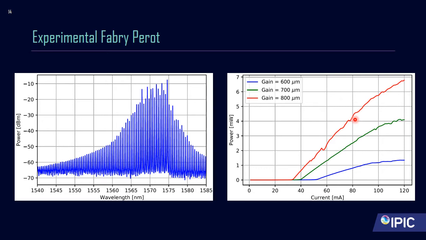The length of the Fabry-Perot also affects the actual power output of the laser. So the longer the Fabry-Perot, the more power you get.